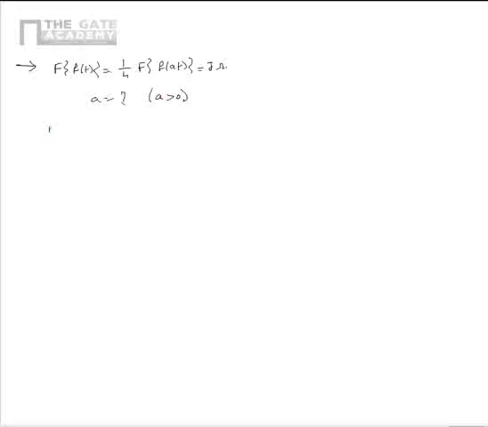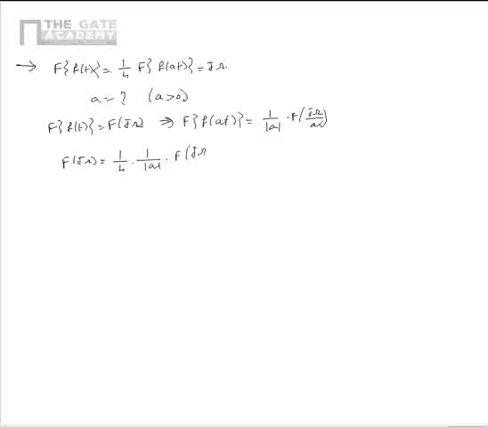We know that if Fourier transform of f of t is equal to F of j omega, then Fourier transform of f of at can be given as 1 by mod a times F of j omega by a. This is from the properties of frequency domain representation. From this we can write that F of j omega is equal to 1 by 4 multiplied by 1 by mod a multiplied by F of j omega by a. But we know that F of j omega is equal to j omega.